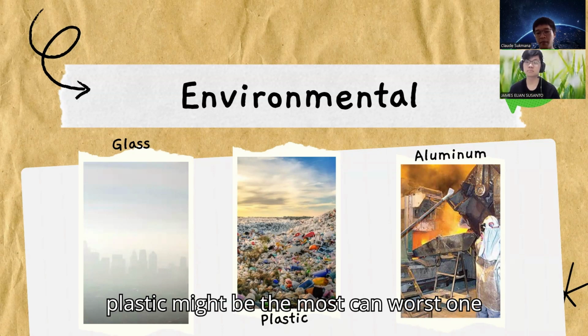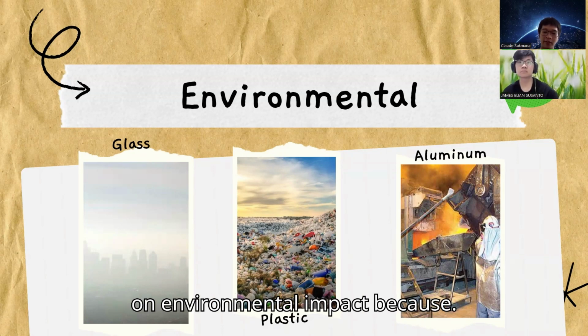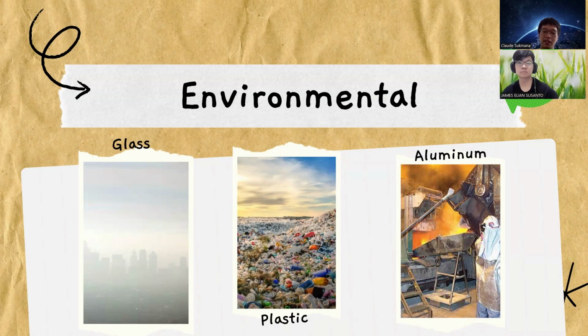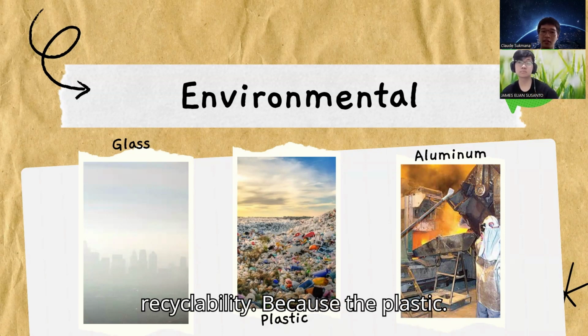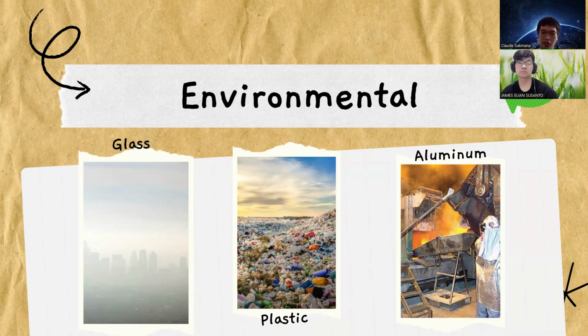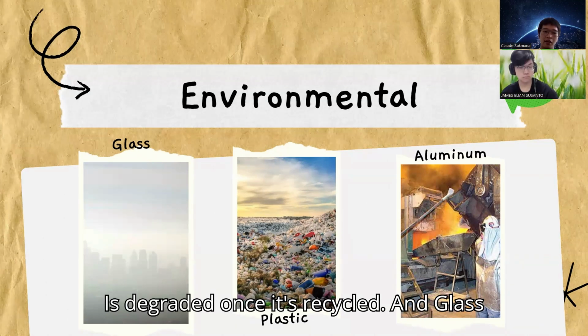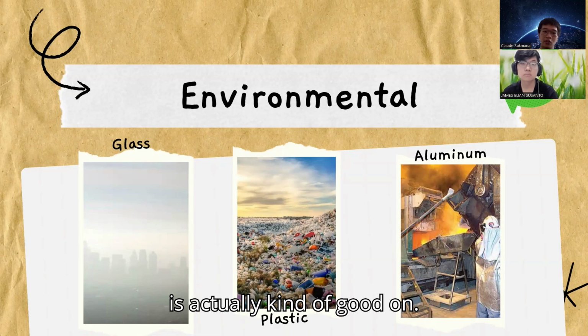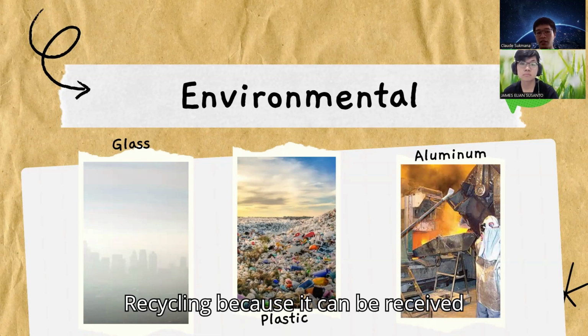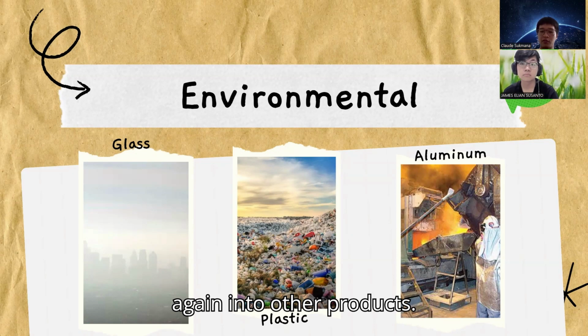Here, plastic might be the worst one on environmental impact, because plastic is limited in recyclability: it is degraded once it's recycled. And glass is actually kind of good on recyclability, because it can be reshaped again into other products.